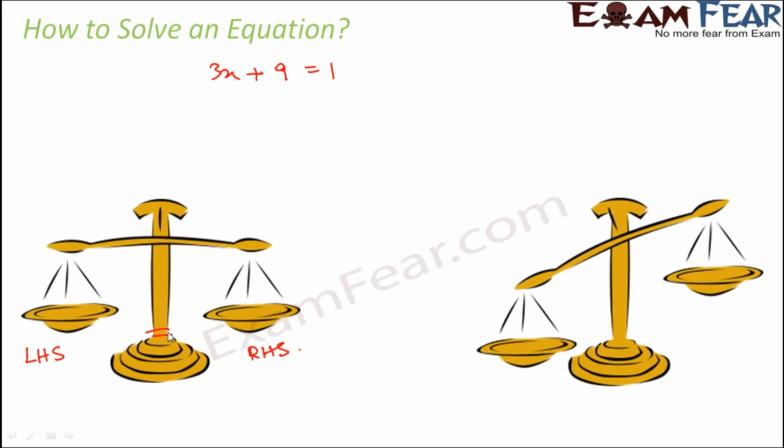Now let us say you have this equation 3x plus 9 is equal to 1, and we want to solve it and find the value of x, but we do not want to follow the hit and trial method. So how do we go about it? One approach is, whenever you perform any kind of operation on one side, do it on the other side as well. For example, let's subtract 9 from both sides.